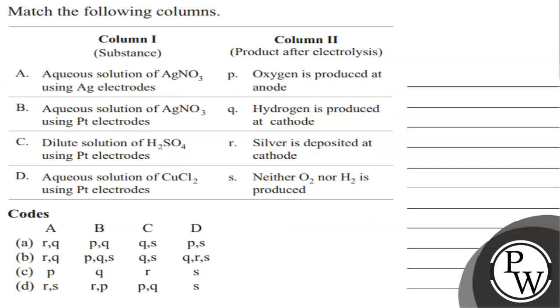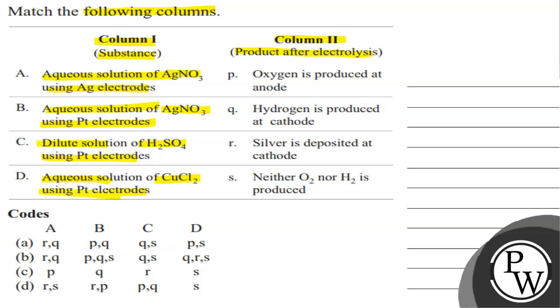हेलो बच्चों, सो लेट्स रीड दिस क्वेश्चन। मैच द फॉलोइंग कॉलम्स। कॉलम वन में हमें सब्सटेंसेस दे रखे हैं, कॉलम टू में हमें प्रोडक्ट ऑफ देयर इलेक्ट्रोलिसिस दे रखा है। A: aqueous solution of AgNO3 using Ag electrodes. B: aqueous solution of AgNO3 using platinum electrodes. C: dilute solution of H2SO4 using platinum electrodes. D: aqueous solution of CuCl2 using platinum electrodes.